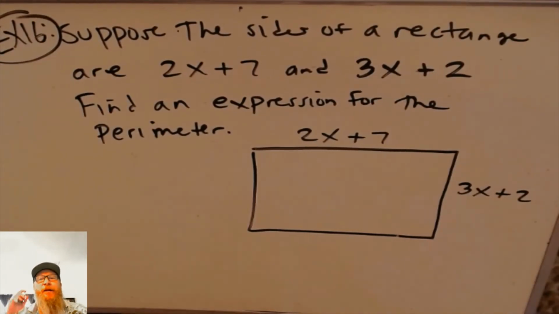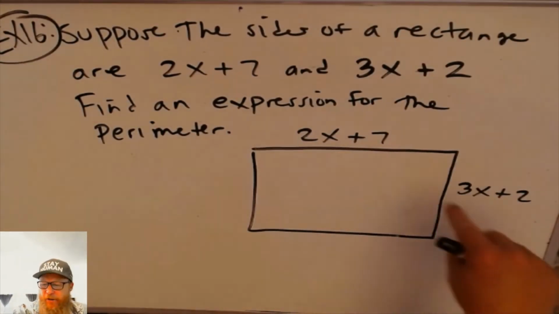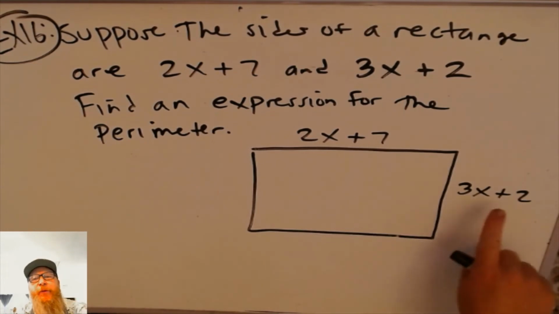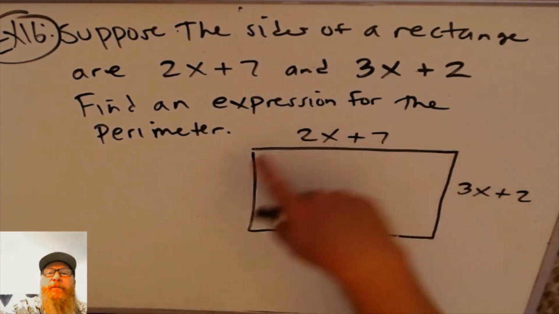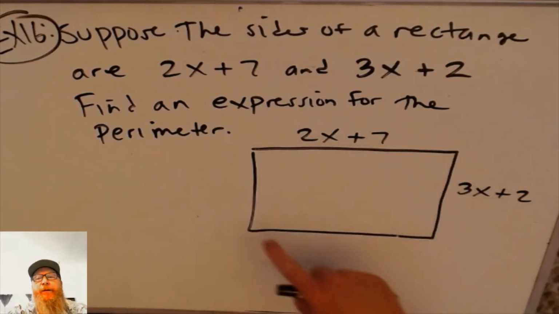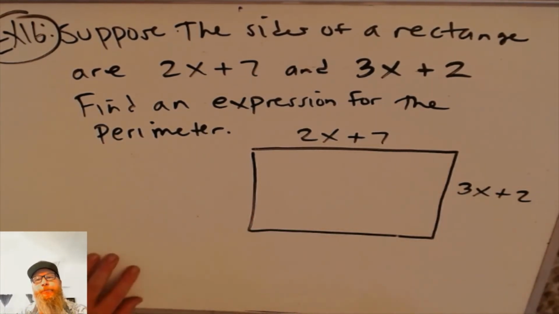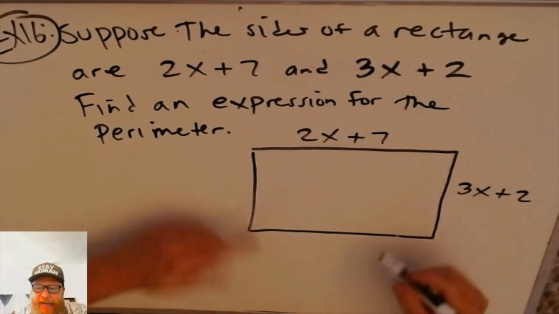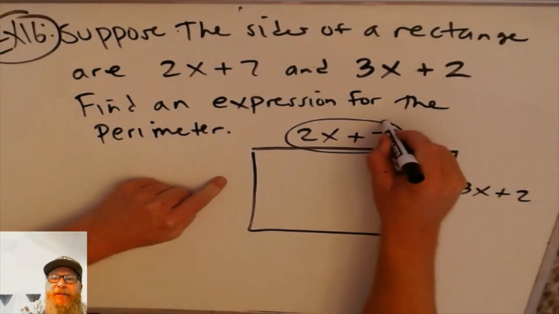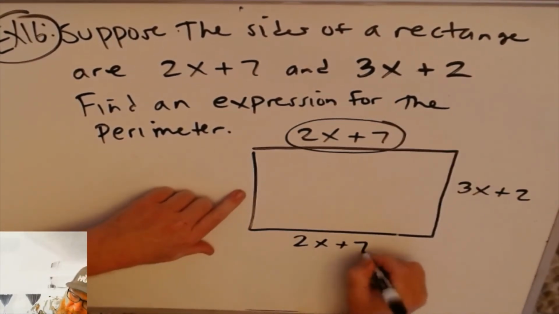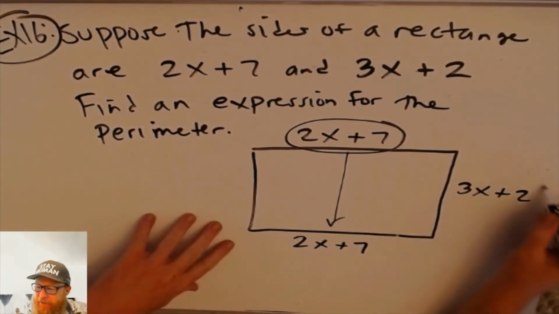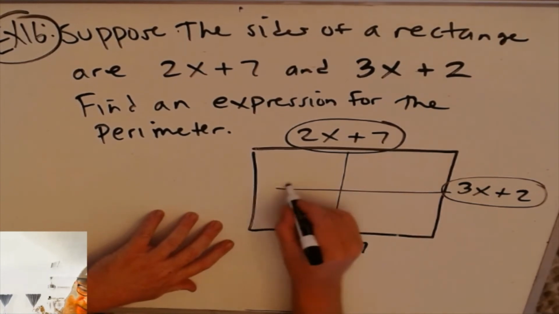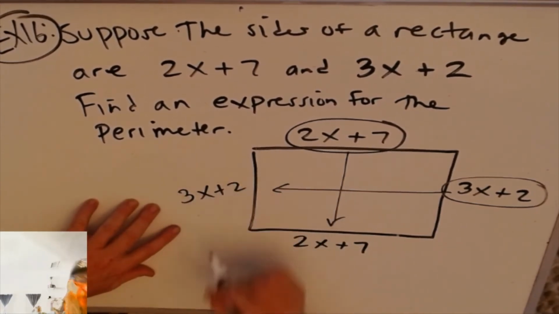There we go. So suppose the sides of a rectangle are 2x plus 7 and 3x plus 2. Find an expression for the perimeter, the entire perimeter all the way around. All right, well, remember it's a rectangle. So if you have a 2x plus 7 on this side, you also have a 2x plus 7 on that side. If you have a 3x plus 2 on this side, you also have a 3x plus 2 on that side.